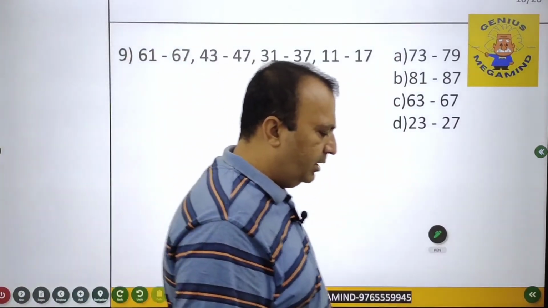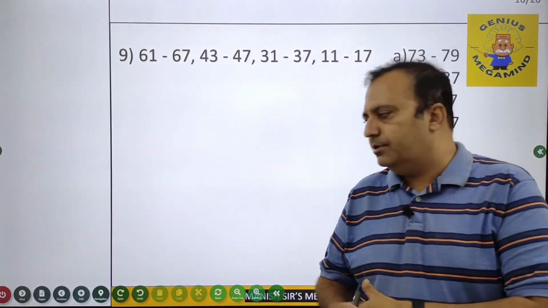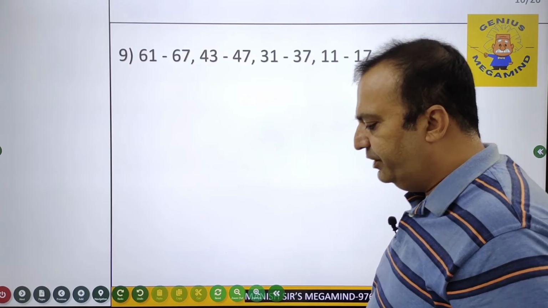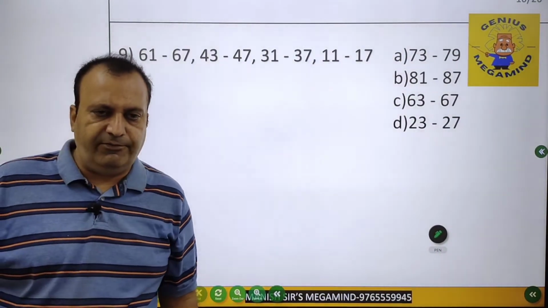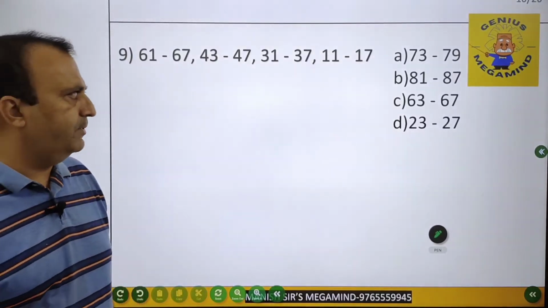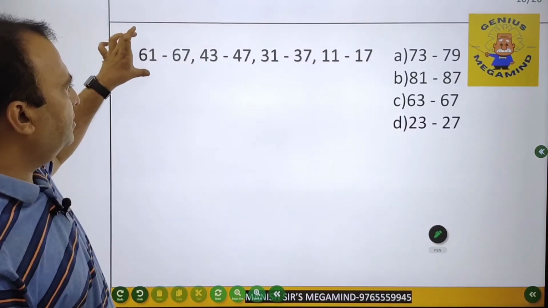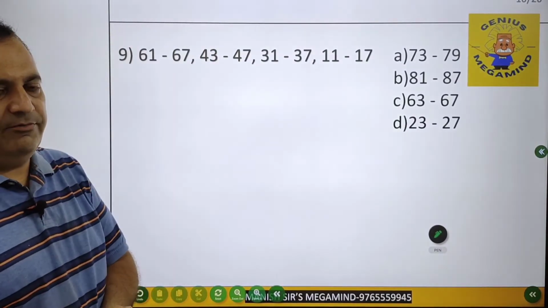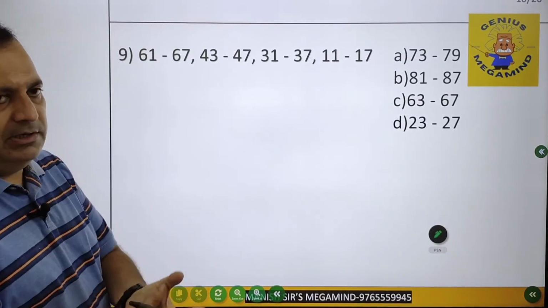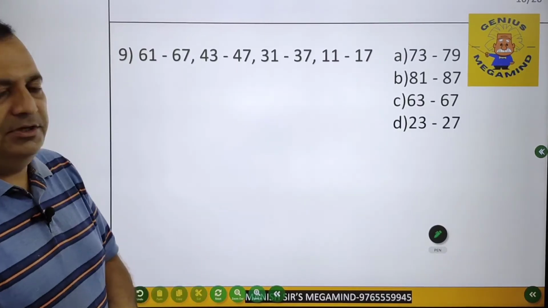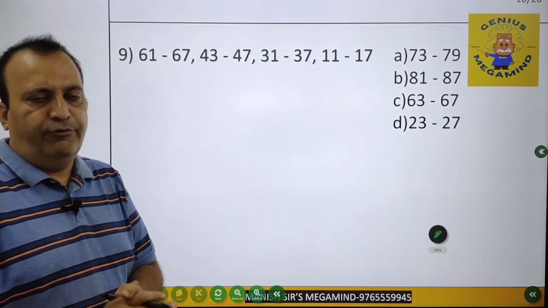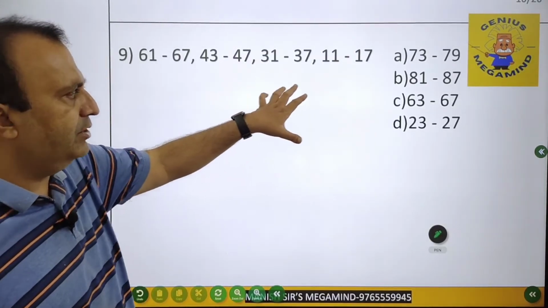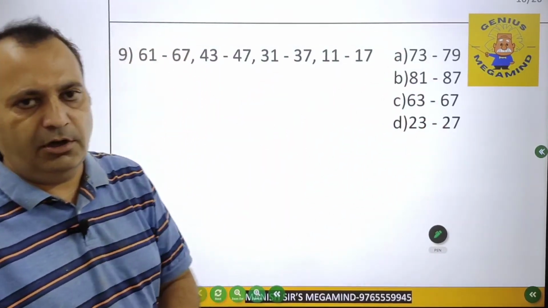Now question number 9 on your screens. Nobody is going to teach you how to observe the numbers. You have to observe it yourself and then you have to come down to a specific conclusion. Now again, there are pairs of numbers which are given: 61, 67, 43, 47, 31, 37 and 11 and 17. So 4 pairs are given. I have to find out a similar pair from amongst the options.